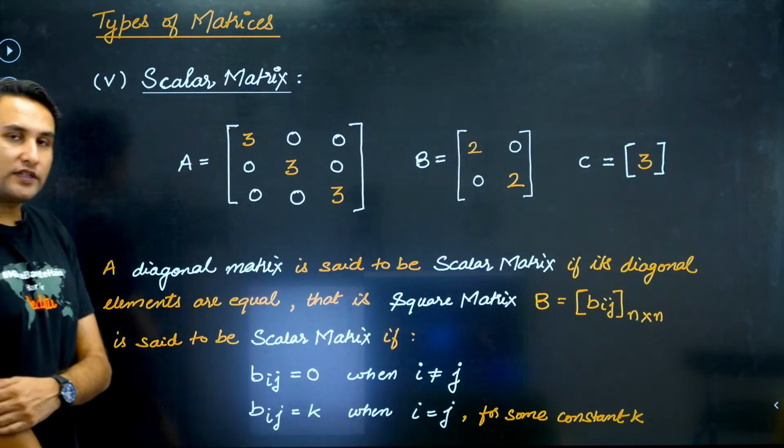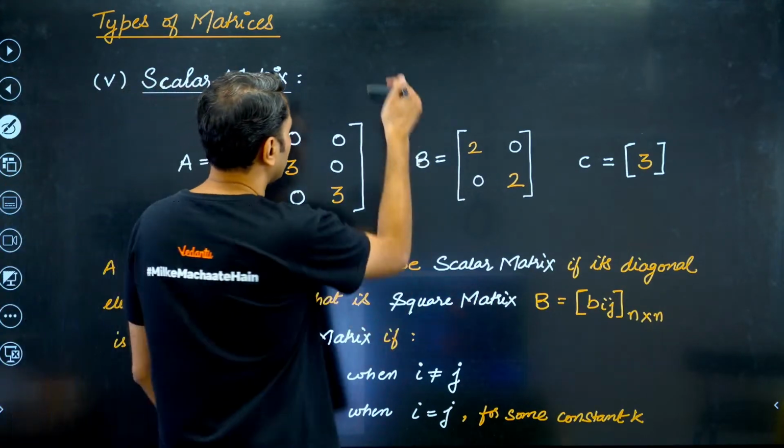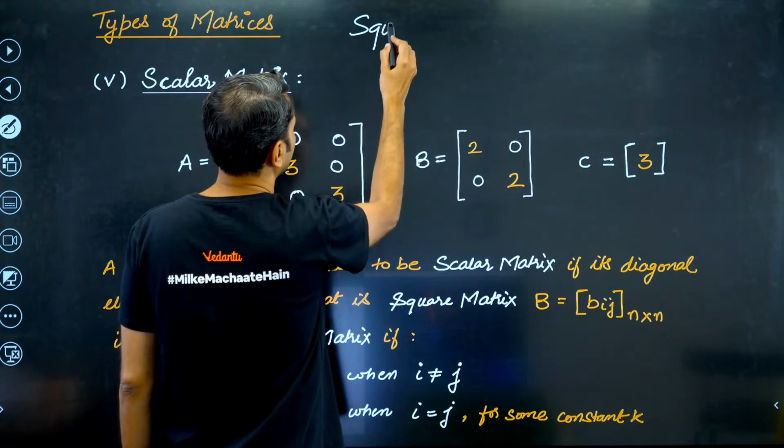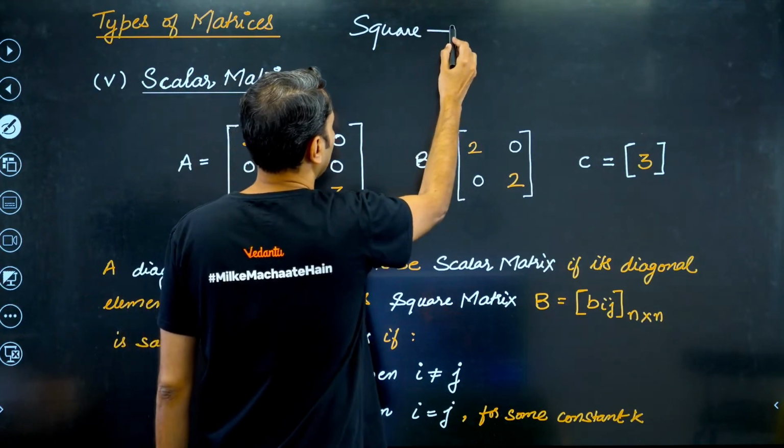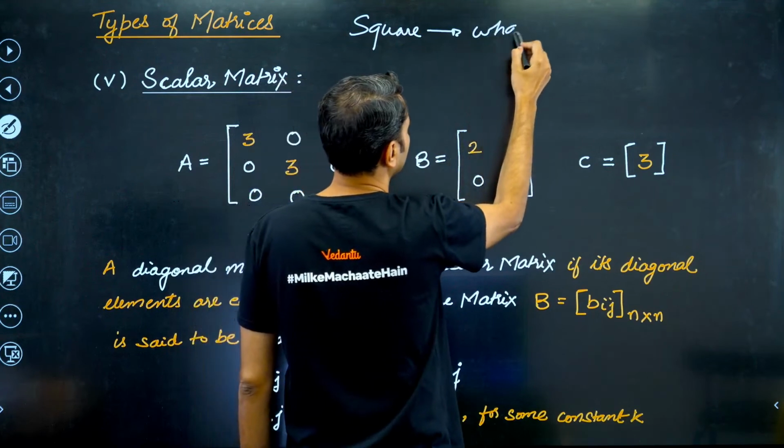Now let's come to the scalar matrix. So we started with square. In square we saw what is a diagonal.